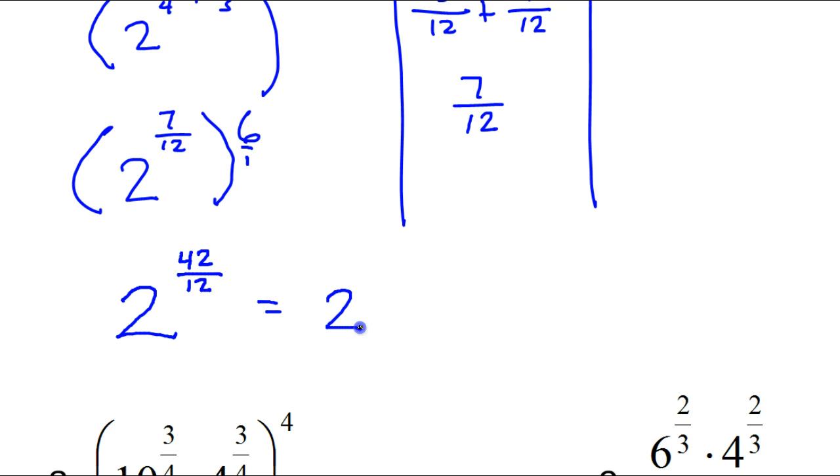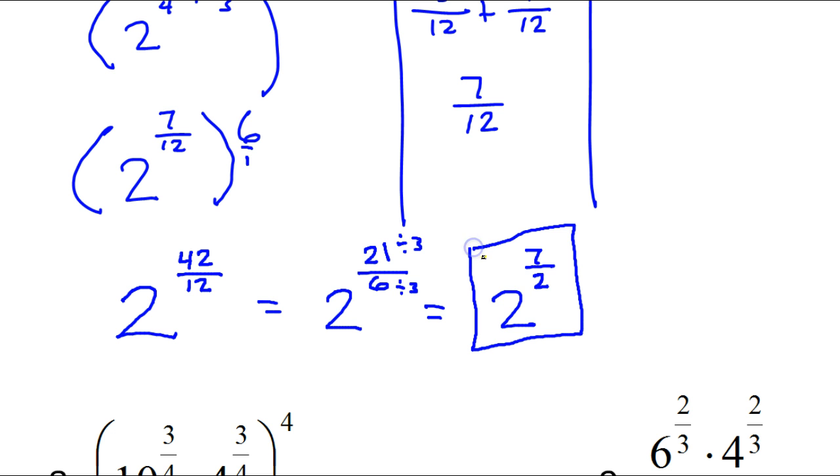Okay, so this would give you 2 to the, let's see, if I divide these both by 2 first of all, that will give me 21 over 6. Then I have to keep going, because now both of these are divisible by 3. So if I take these and divide by 3 now, then that's going to give me 7 over 2. All right, so this is the final answer. 2 to the 7 over 2 power. That's the final answer.